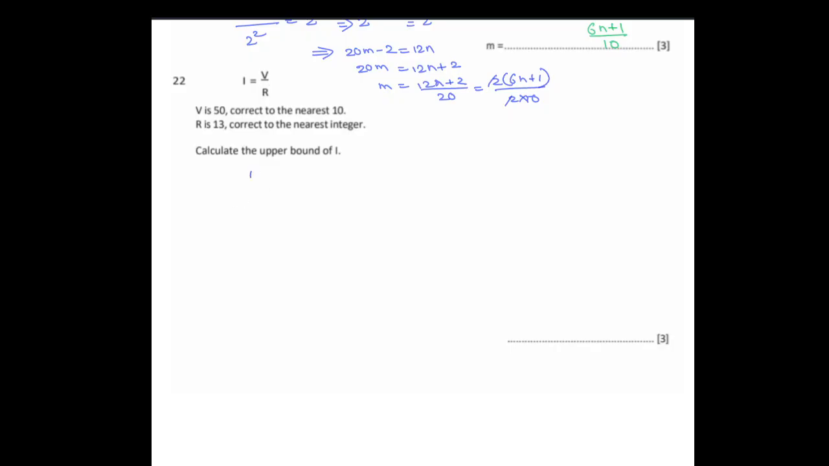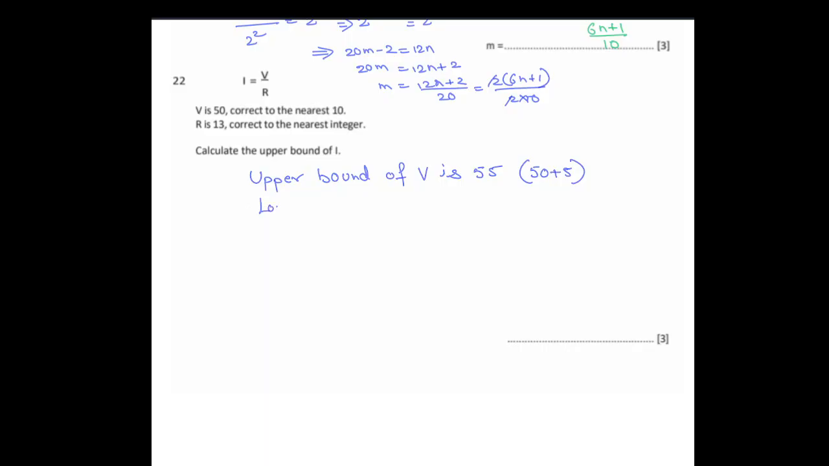So upper bound of V. It is corrected to the nearest 10. So 50, half of 10 is 5, so we need to do 50 plus 5, that is 55. This is the upper bound of V. You can write in brackets 50 plus 5.